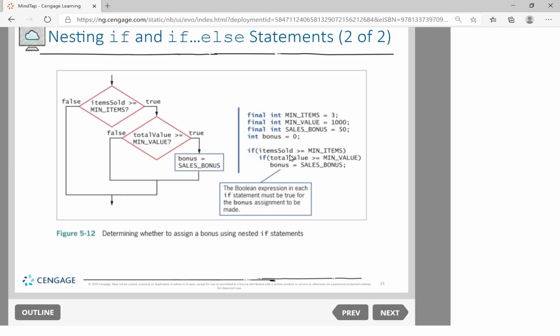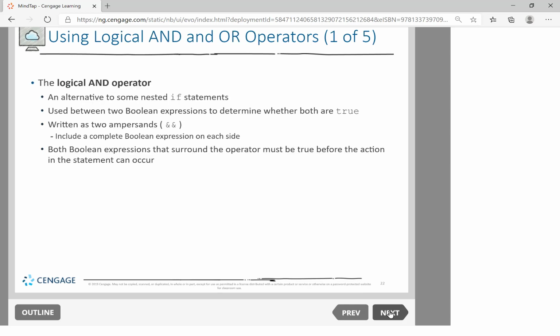So notice here we have two if statements. The computer would need both statements to be true for the bonus assignment to be made. So in other words, this one must be true, this one must be true for this line to happen. So we call these nested, but as you can probably see, they can get a little confusing. We also can use a logical operator. A logical operator, the two most common are and, or.